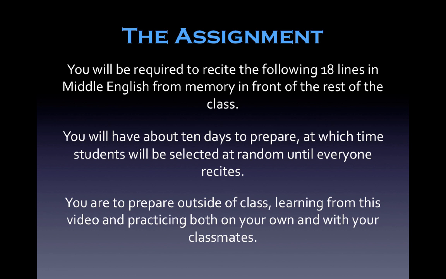You will be required to recite the following 18 lines in Middle English from memory in front of the rest of the class. You will have about 10 days to prepare, at which time students will be selected at random until everyone recites. You are to prepare outside of class, learning from this video and practicing both on your own and with your classmates.